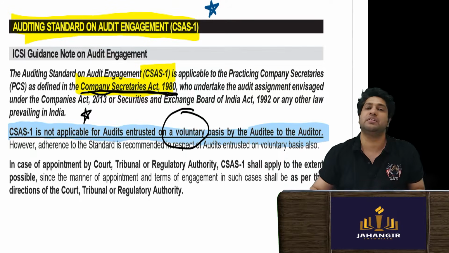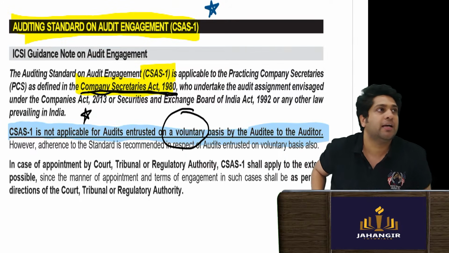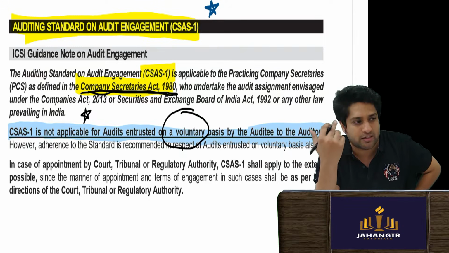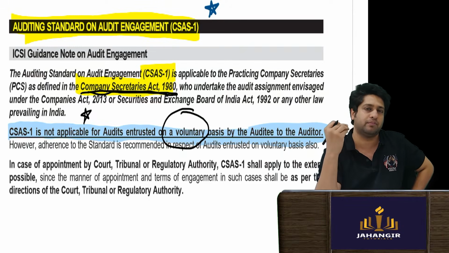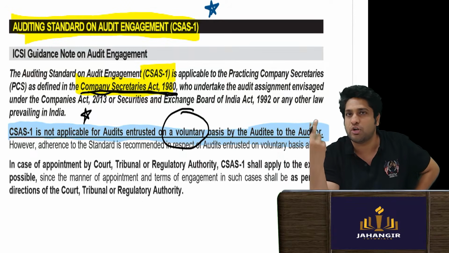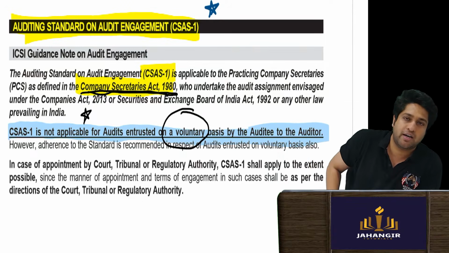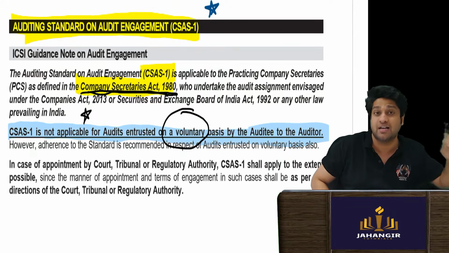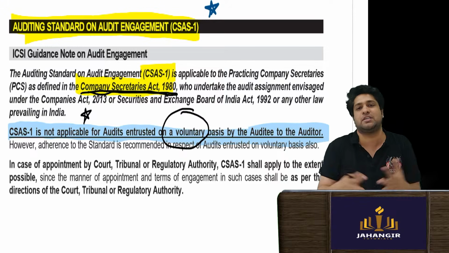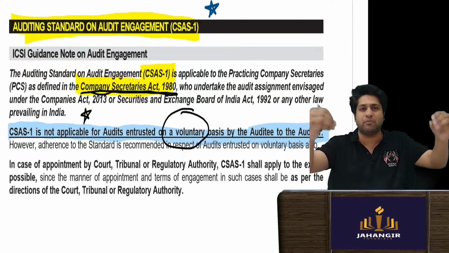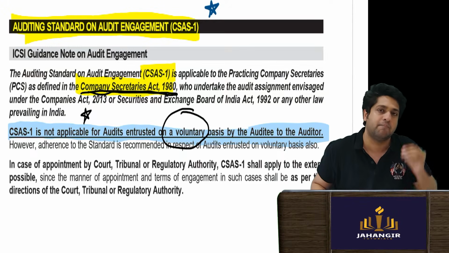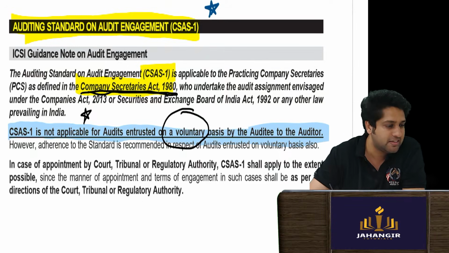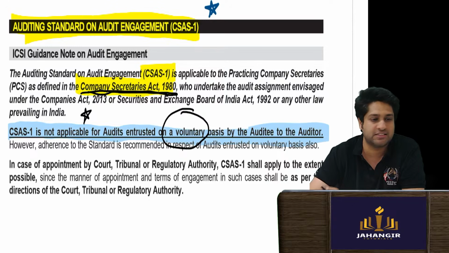Moving forward, as I told you, extremely important, which I feel they can ask in the exam: can CSAS apply to voluntary audits, or can it not apply to voluntary audits? What do you mean by that? For example, internal audit, right? Internal audit is mandatory only if I meet the thresholds under section 138. If the company was not required by law to do an audit and I still do the audit, do I have to follow the standards? Yes or no?